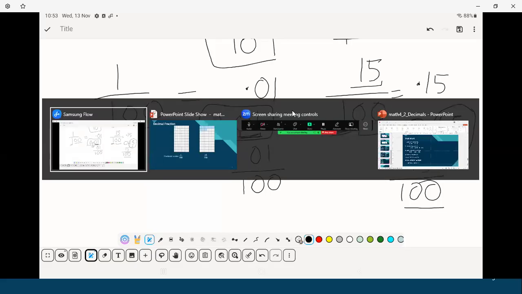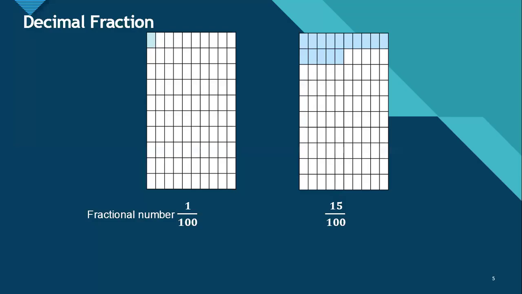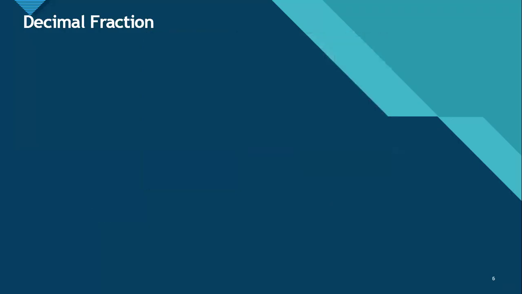So we'll go to the slide. Okay, so how will we represent it in the decimal number? It's 0.01 and 0.15. So I hope this is clear. Next we will read the decimal fraction with a denominator of 1000.